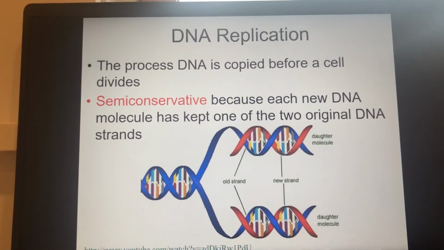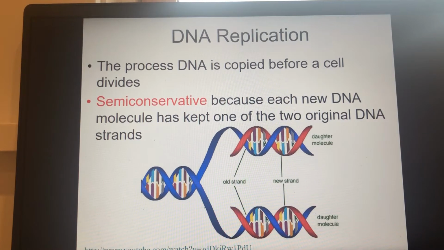Now, in order to understand and successfully perform a DNA replication, you have to understand the base pairing rules. Remember, that's the idea that A always bonds with T and G always bonds with C, or adenine always bonds with thymine, guanine always binds with cytosine. Okay, so that's how the old strand is a template.